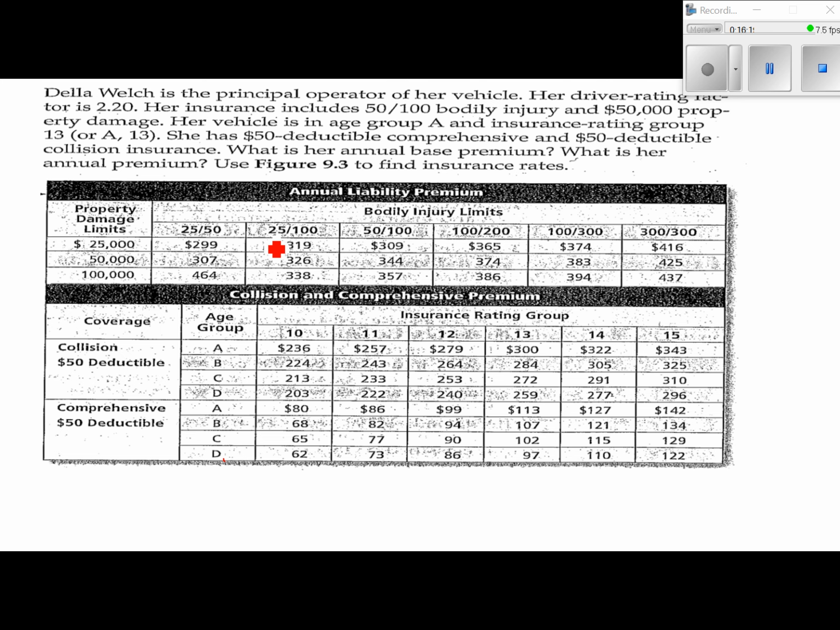So we're going to do a couple of problems here together. This one says, Della is principal operator of her vehicle. Her driver rating factor is 2.20. Her insurance includes 5,100 bodily injury and $50,000 property damage. Her vehicle is in age group A and insurance rating group 13, so A13. She has a $50 deductible comprehensive and $50 deductible collision insurance. What is her annual base premium? And then what is her annual premium? So we're gonna go through and do this. The first thing they tell us is her driver rating's 2.20. We're gonna use that at the end.